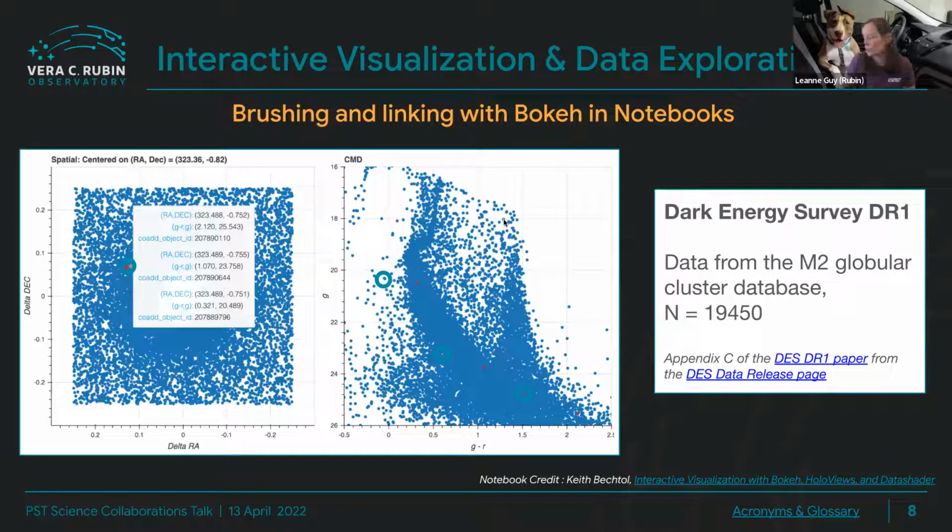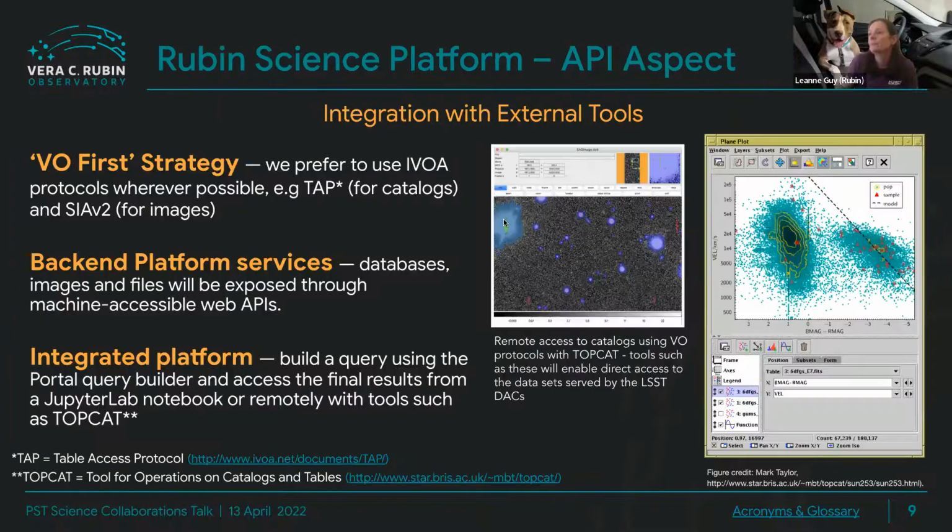So if it weren't, you'd be able to install it and use it. Okay, now the API aspect, the final one. This provides us not only cohesion between the different aspects of the science platform, but it provides integration with external tools. As I said before, we have a VO-first strategy.